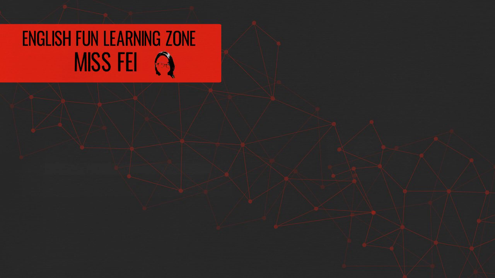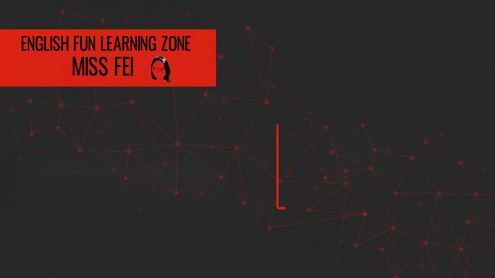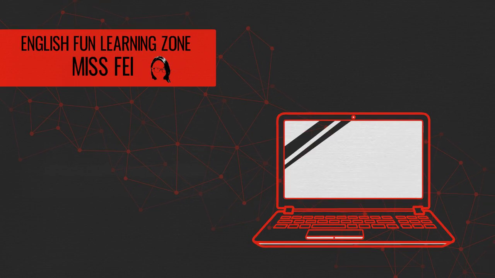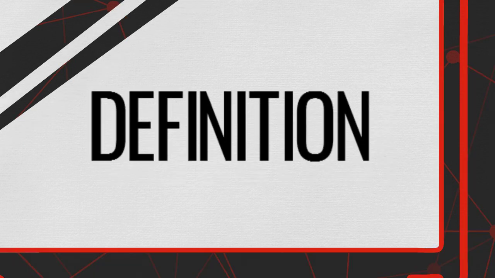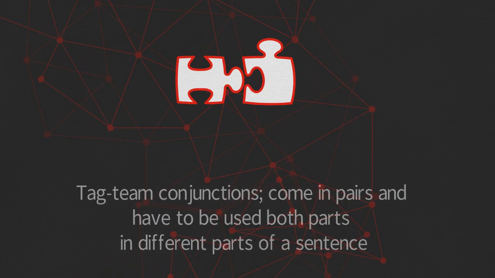Previously, we have learned about coordinating conjunctions, and hopefully you have managed to strengthen your mastery of the first part of the conjunctions. Today, we are focusing on the second type of conjunctions, which is correlative conjunctions. Before we explore the use of correlative conjunctions, let us first understand the definition of the term. For your information, as suggested by the name, correlative conjunctions correlate, meaning that they work in pairs to join phrases or words to form a sentence.